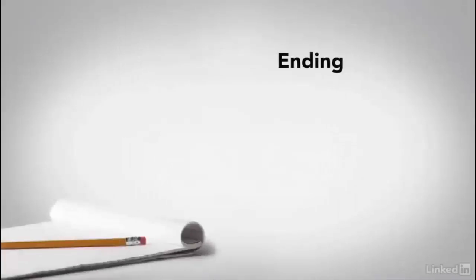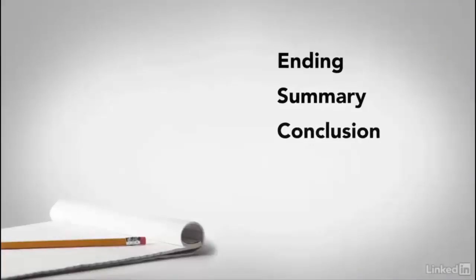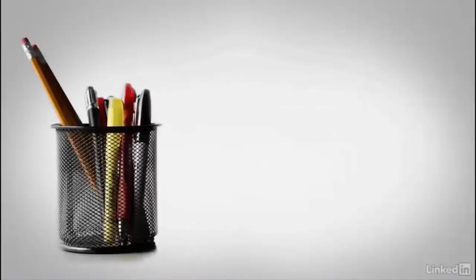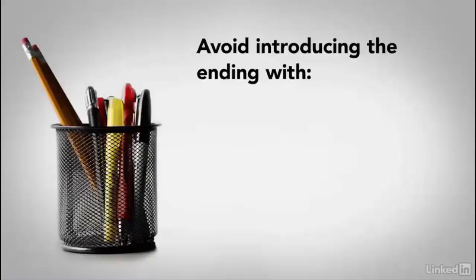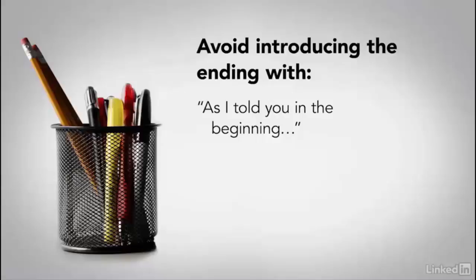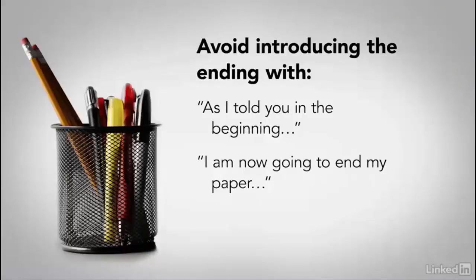As its name indicates, this ending, this summary, this conclusion, is one of the last parts of the research paper to be written, and of course appears at the end. This ending should be a logical completion of the main points in the paper and leave the reader with a final thought. The ending, just like the introduction, can take different forms, depending on the topic and the purpose. Even though you do have choices for the ending, as I told you in the beginning, or I'm now going to end my paper, are not among those choices.